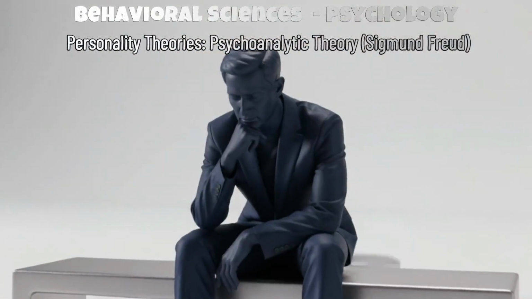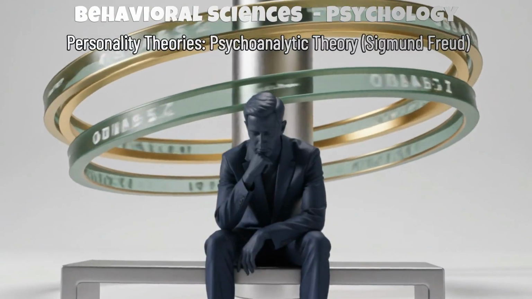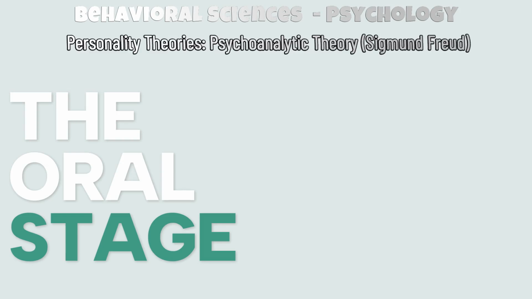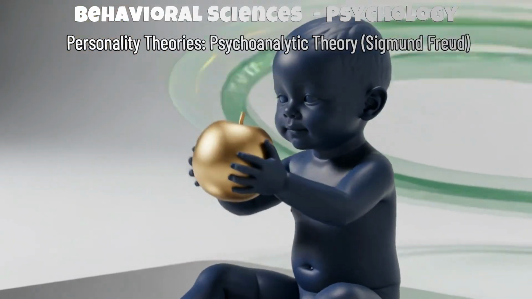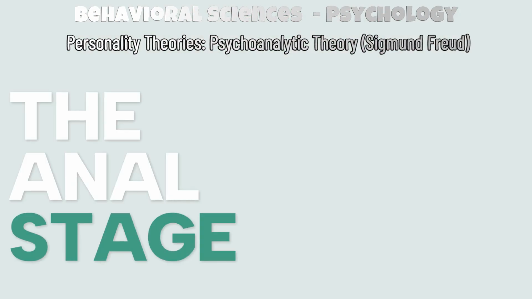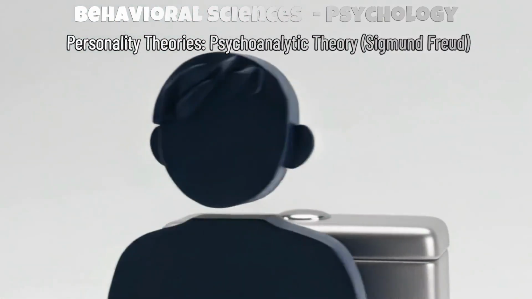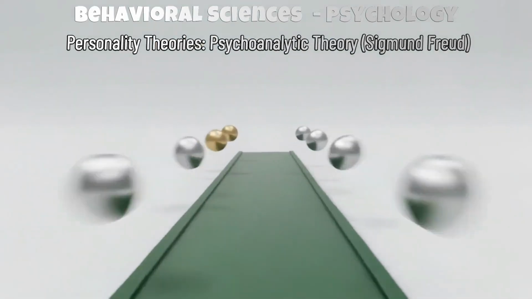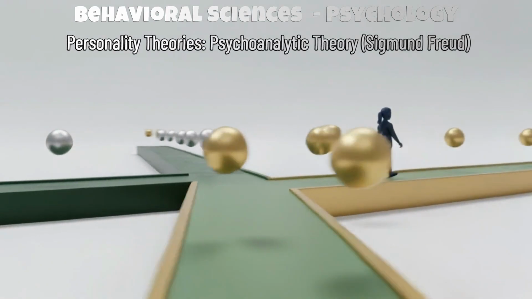Now, Freud also proposed that personality develops through stages in childhood. Firstly, the oral stage, where pleasure is centered around the mouth, such as feeding and sucking. Secondly, the anal stage, which focuses on toilet training and control. Thirdly, the phallic stage, where children become aware of gender differences.